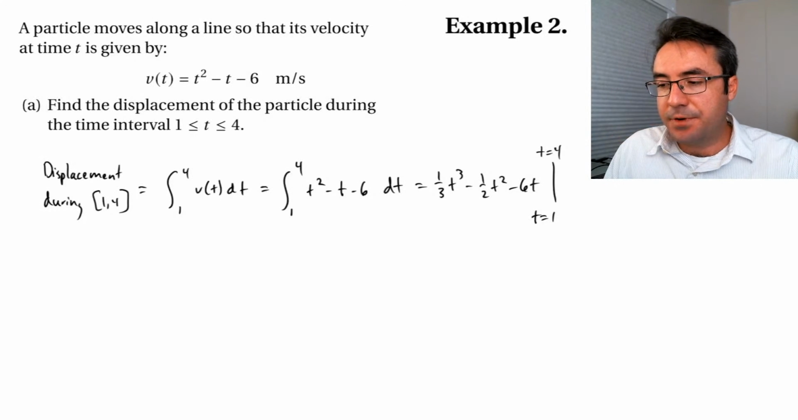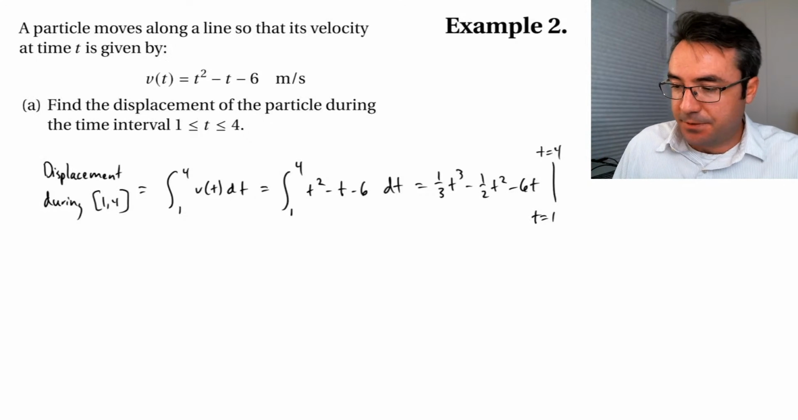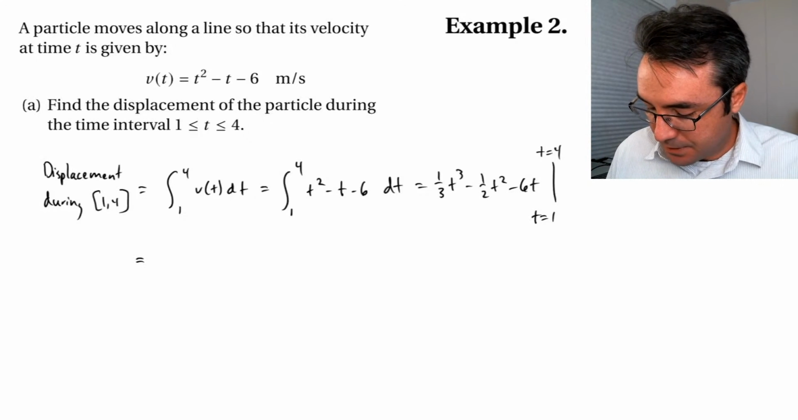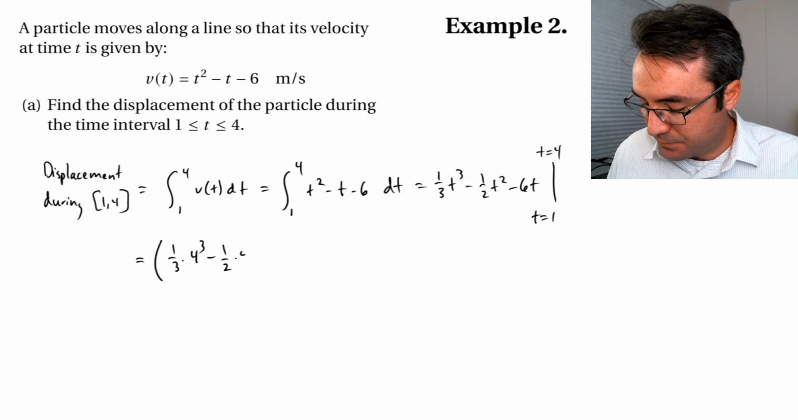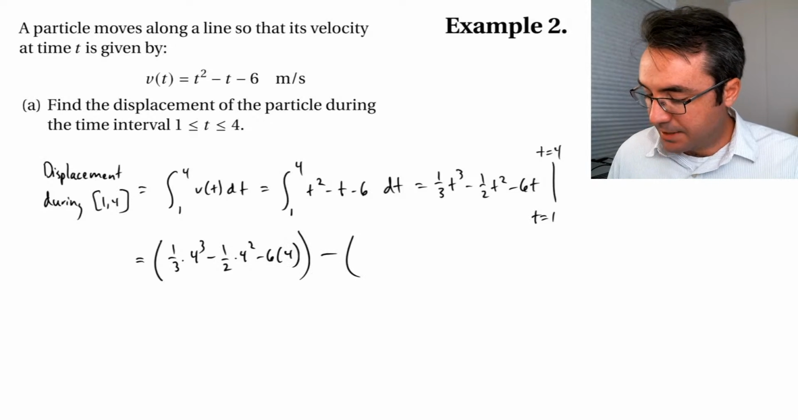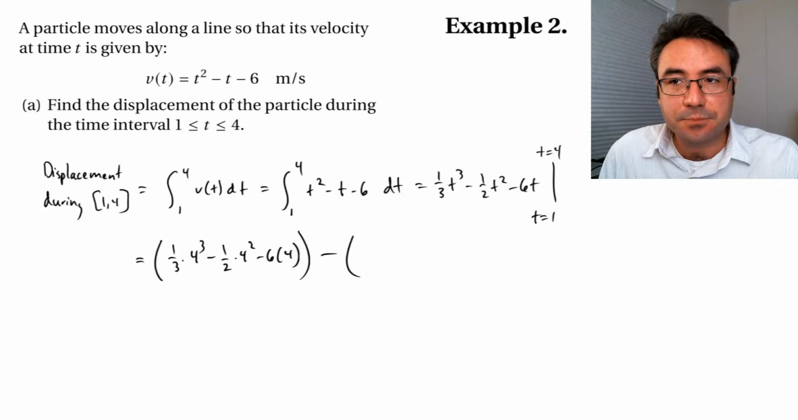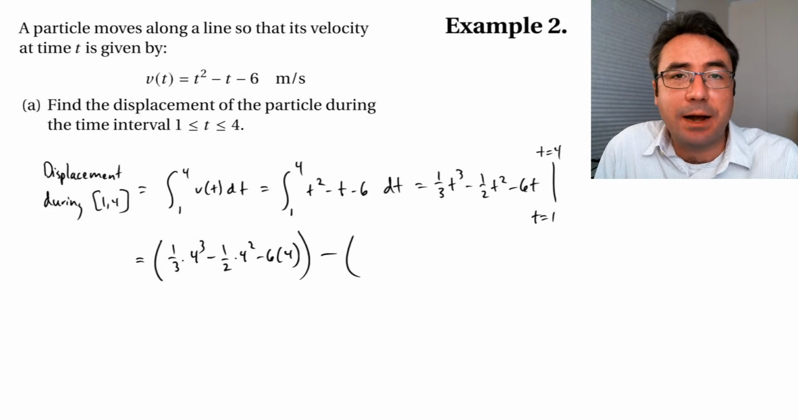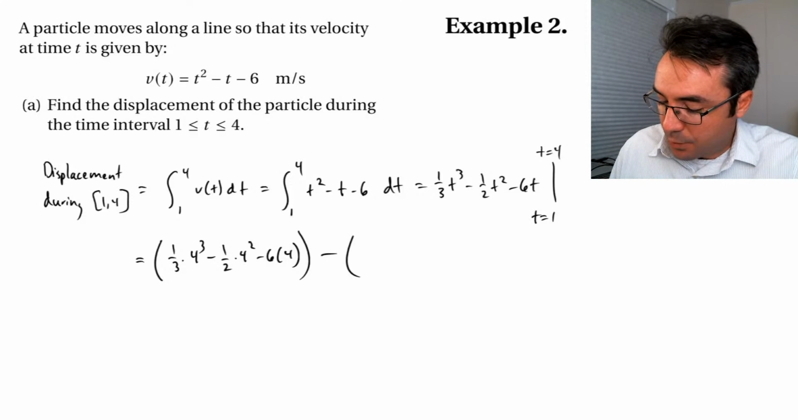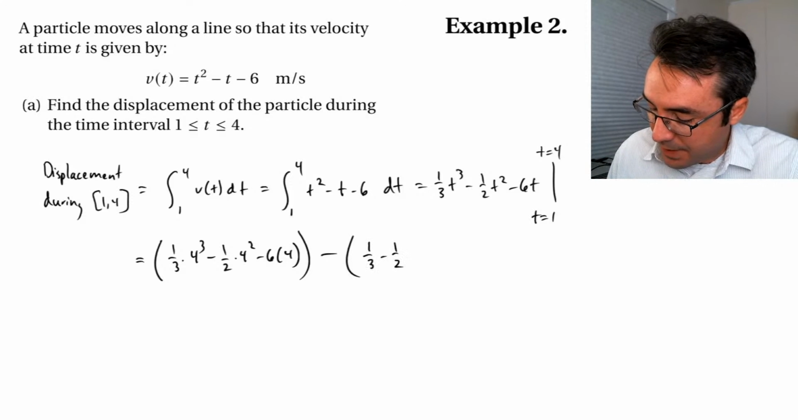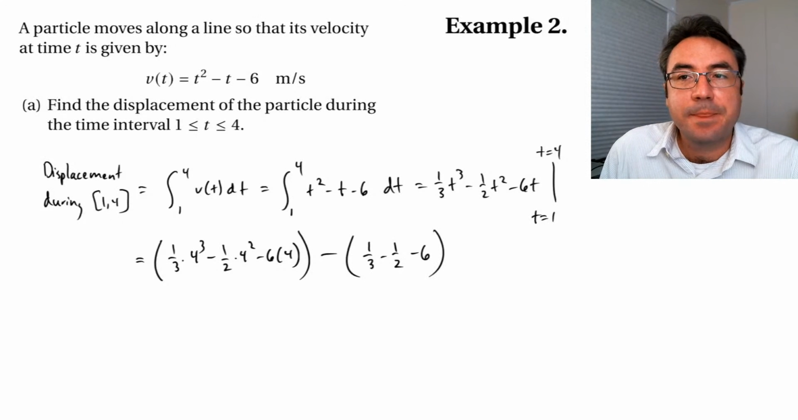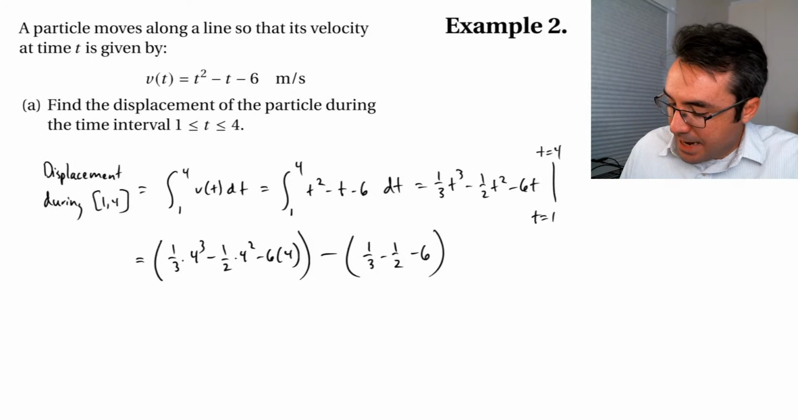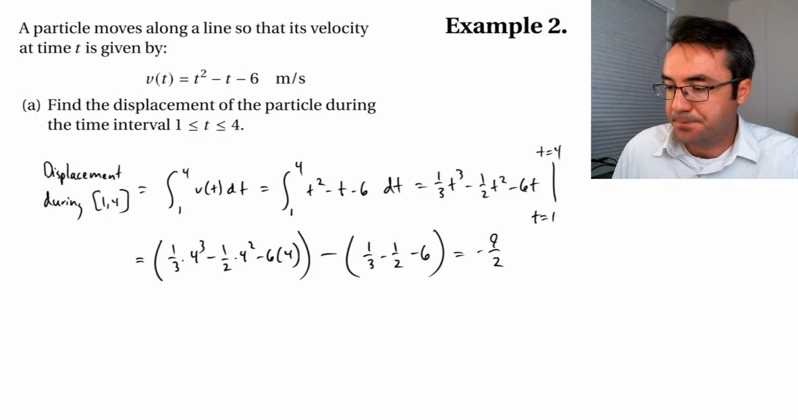So we have our antiderivative. We now need to evaluate. So the top number goes in first. So we get 1/3 times 4 cubed minus 1/2 times 4 squared minus 6 times 4. Then we subtract and we plug in our lower number. And it's just helpful to remember any power of 1 is 1. So we end up with 1/3 minus 1/2 minus 6. And if we do the arithmetic there, we end up with negative 9/2.